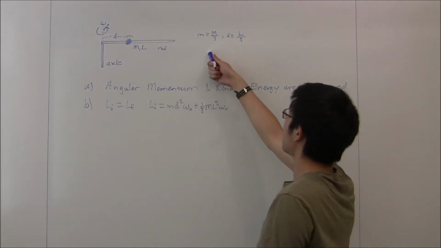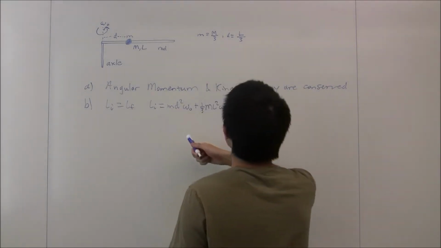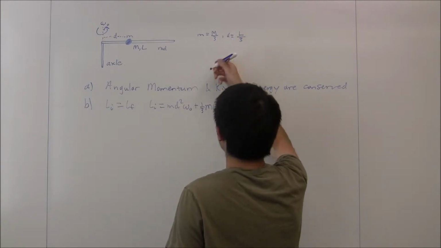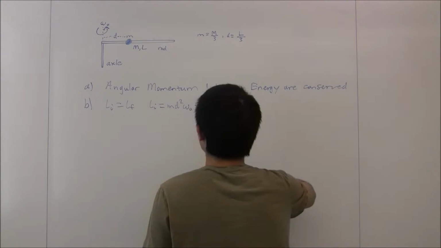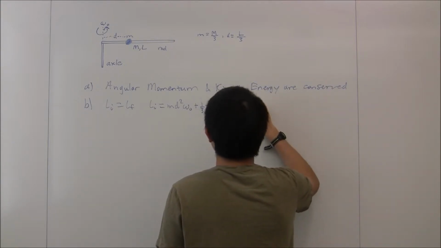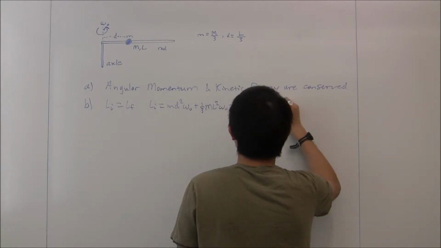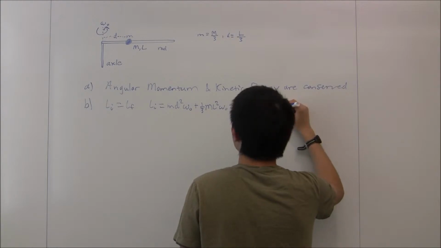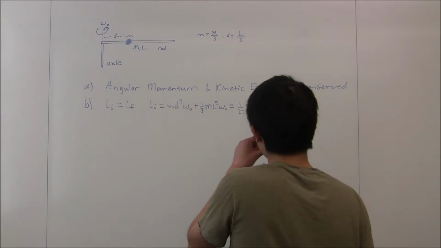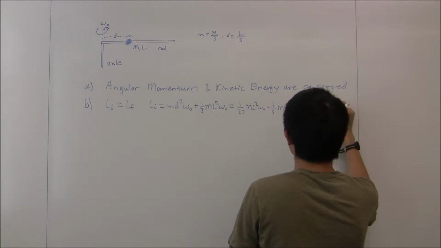Now if we sub in for little m and d, we have little m is big M over 3 and d is big L over 3. So m d squared omega naught is just going to be 1 over 27 times big M big L squared omega naught, plus 1 over 3 big M big L squared omega naught. So that's just going to be 10 over 27 big M big L squared omega naught.